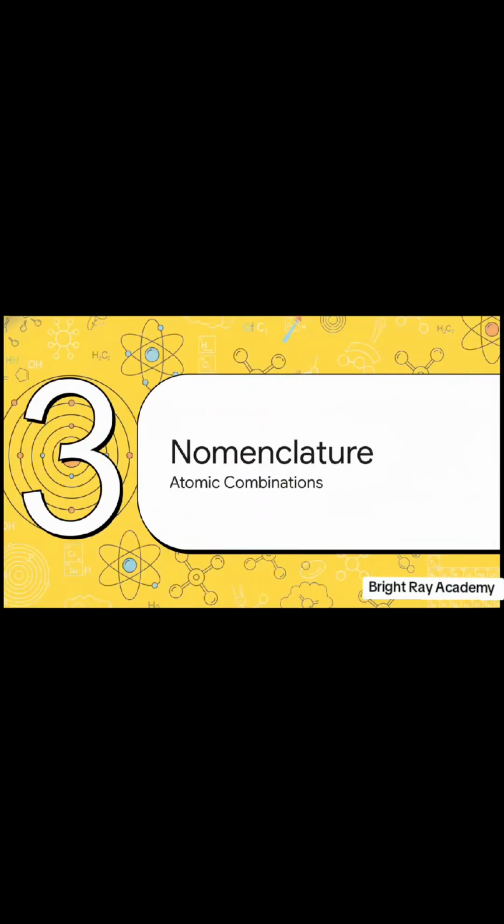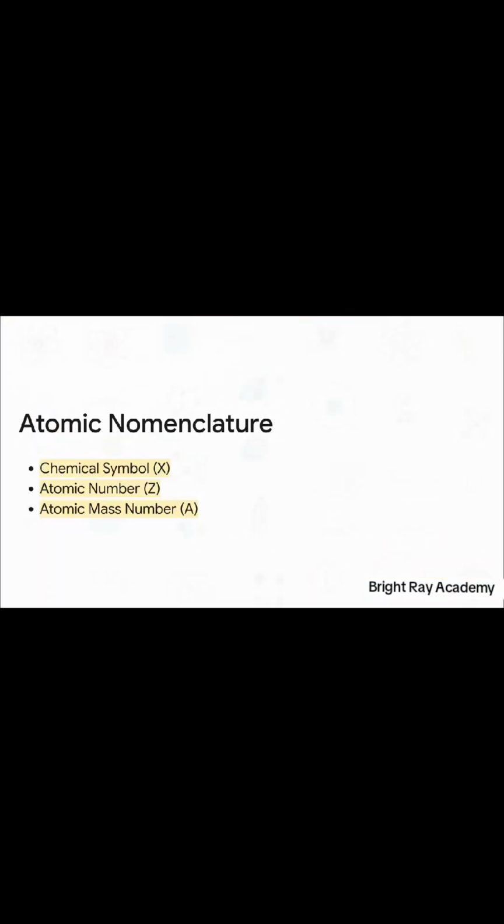All right, step 3, nomenclature and atomic combinations. So, how do we practically label all these unique atoms? We use a standard atomic nomenclature, basically a chemical shorthand. Right in the center, you've got the chemical symbol, which is usually a 1 or 2-letter abbreviation, like Ba for barium. Down to the bottom left is the atomic number, or Z. This is crucial because it tells us the exact number of protons, and that number entirely determines the element's chemical behavior.